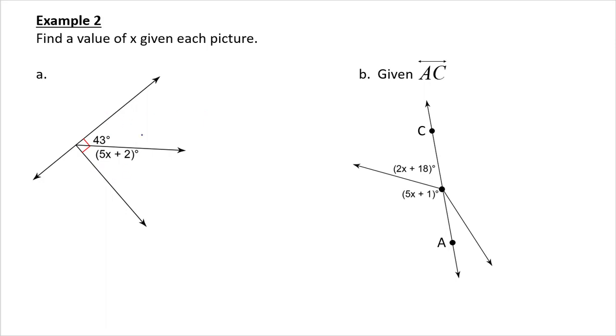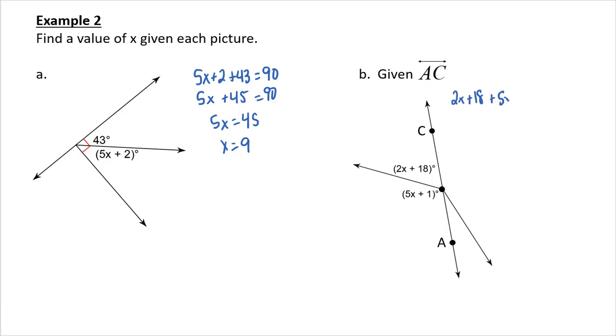Okay. So here, using the complement theorem, 5x plus 2 plus 43 is equal to 90. So 5x plus 45 equals 90. Solving that. I've told you that I have line AC here. I just thought it was easier to tell you that I had line AC so you didn't have to make any assumptions. So from our supplement theorem, 2x plus 18 plus 5x plus 1 is equal to 180. Okay, so then from here, I subtract. And 7 does go into 161 23 times.